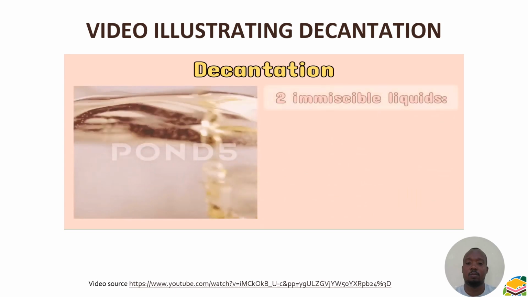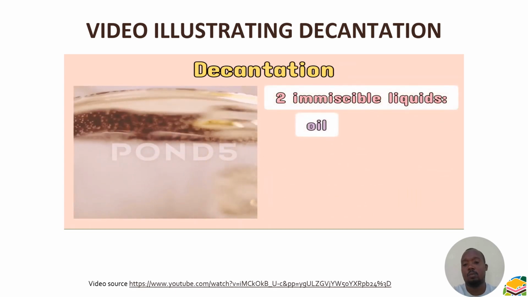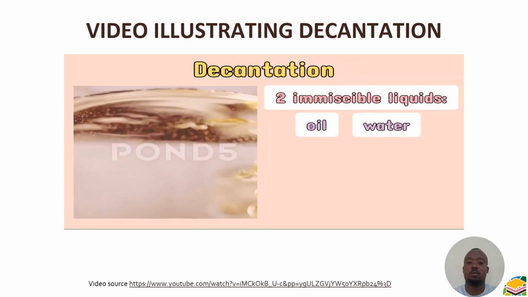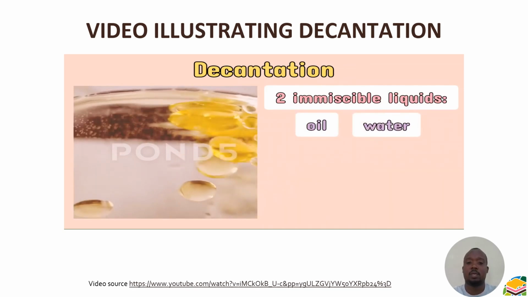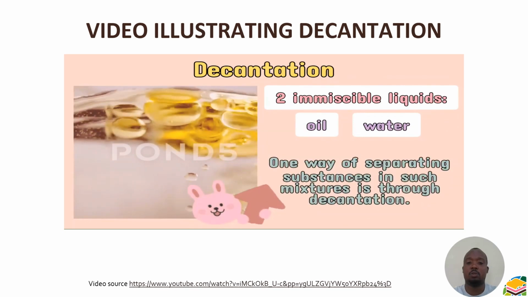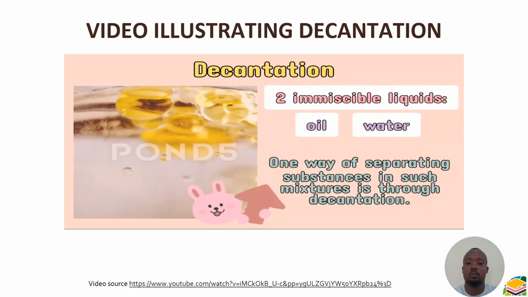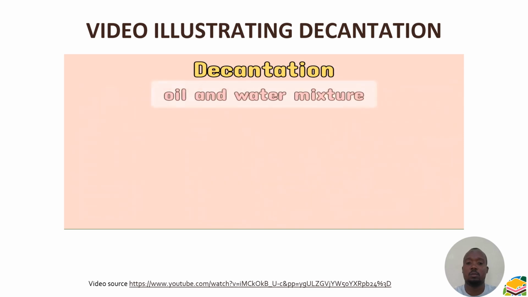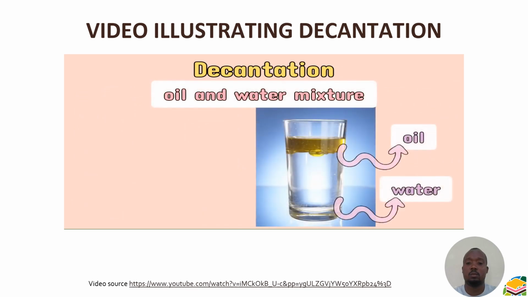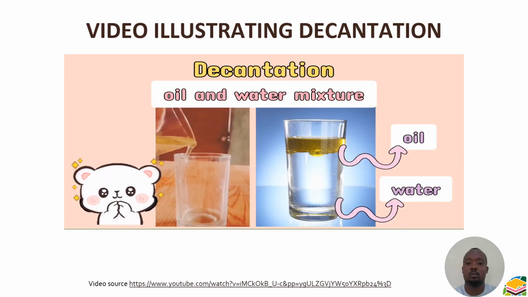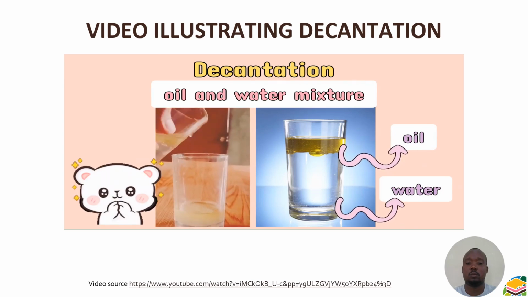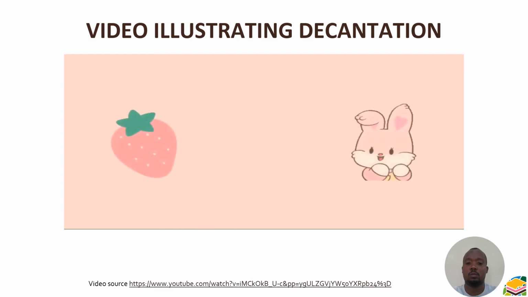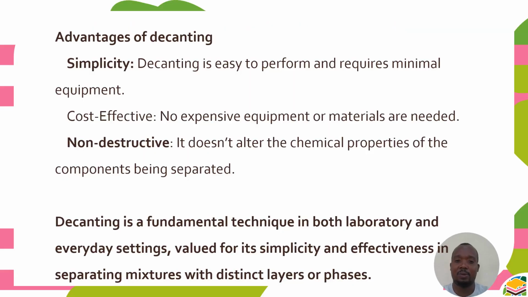In a mixture of two immiscible liquids, such as oil and water, one substance stays on top of the other substance in the container. One way of separating substances in such mixtures is through decantation. In the case of the oil and water mixture, oil can be separated by decanting, or slowly pouring it into another container, leaving the water behind. So that is it about decantation.